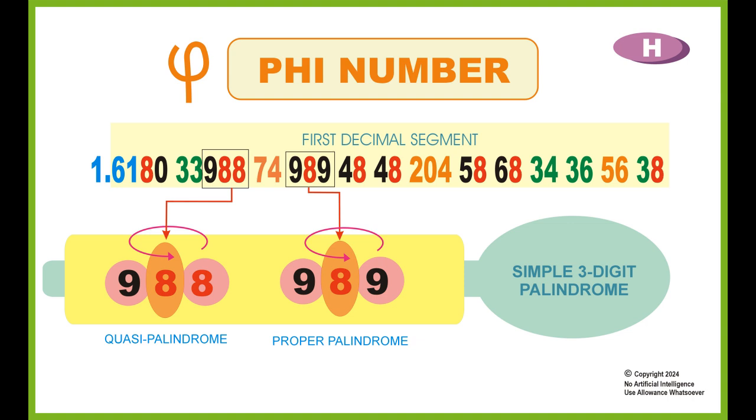The accompanying number 988 is only an approximation to a palindrome. The only aspects that will remain the same in forward and backward read are the number 8 at center and the pair 88.